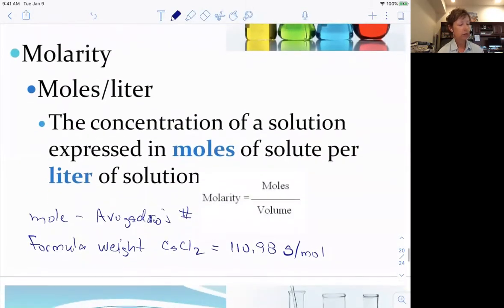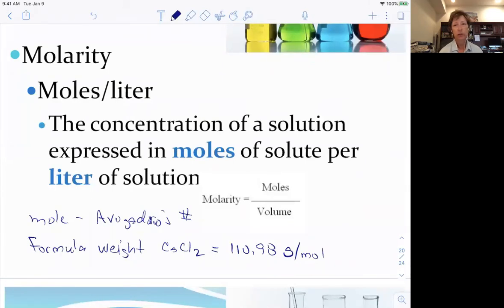Molarity refers to the mole, and mole, of course, refers to Avogadro's number, and you find out the mass of a mole by looking at the atomic weight or formula weight. So one example, we're going to talk about calcium chloride. We're going to use that in one of our experiments later on.